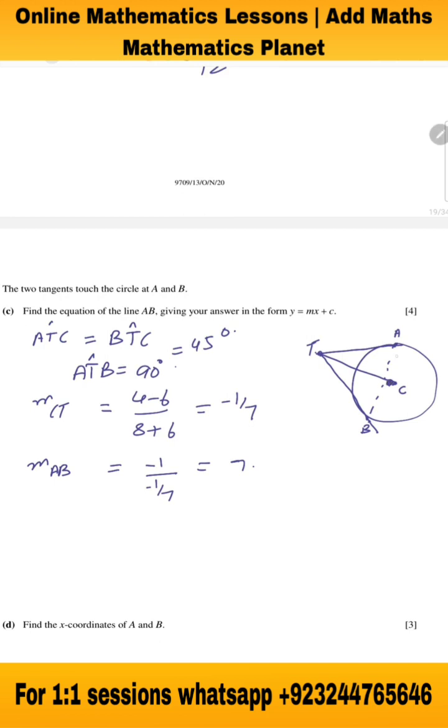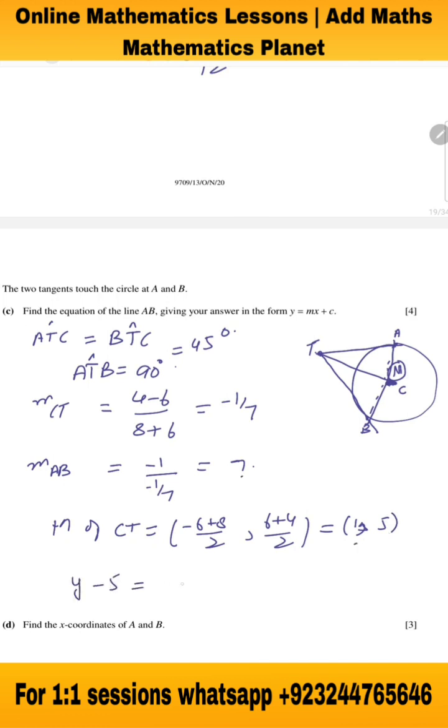So this is the midpoint of AB and CT. Let's suppose this is M, the midpoint. So the formula for the midpoint of CT is used here. Now the equation of the line AB will be, because we have the point and the slope, y minus 5 is equal to 7(x minus 1).